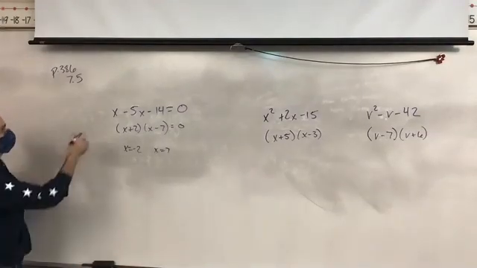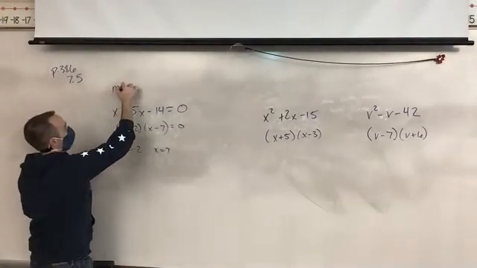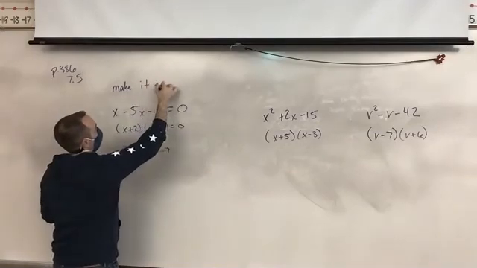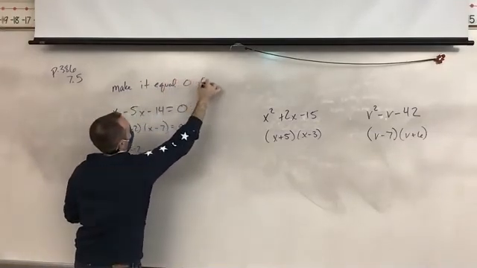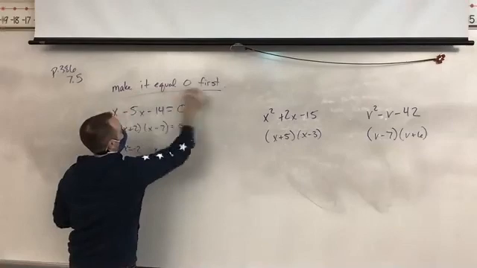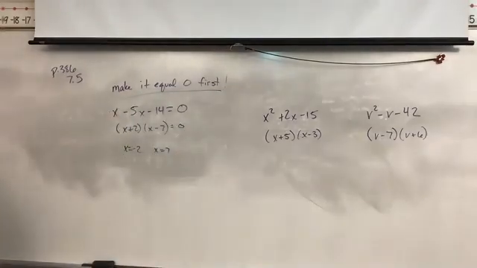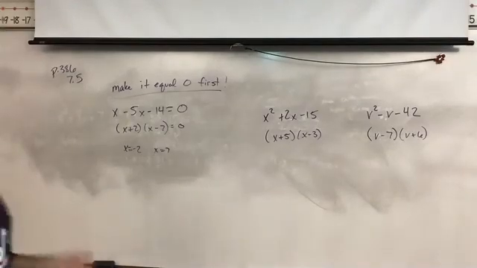Make sure. Make it equal 0 first. Before you do anything else on these, if there's an equal sign, you need to make it equal 0. You need to move everything over to one side and make it equal 0 before you try to factor. Just like we talked about on that one on the quiz, right? Get it all over to one side, make it equal 0, and then you can solve.